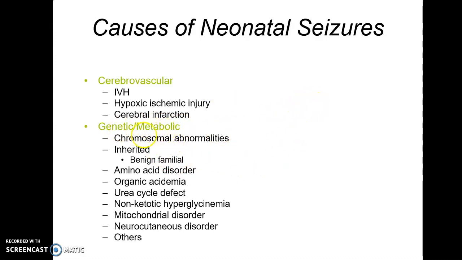kind of conditions due to genetic problem or metabolic problem, which includes chromosomal abnormalities, inherited benign familial, amino acid disorder, organic acidemia, urea cycle defect, non-ketotic hyperglycemia, mitochondrial disorder, neurocutaneous disorder, and others.